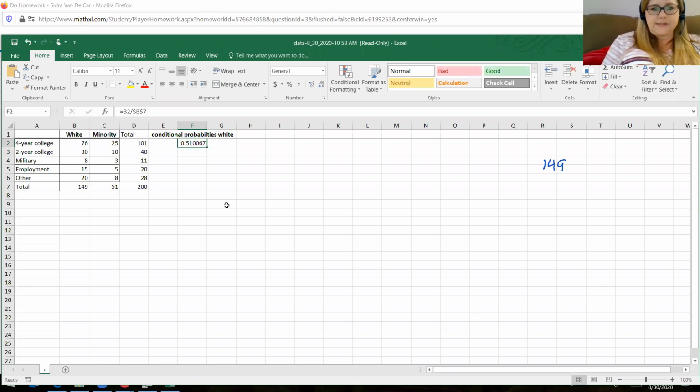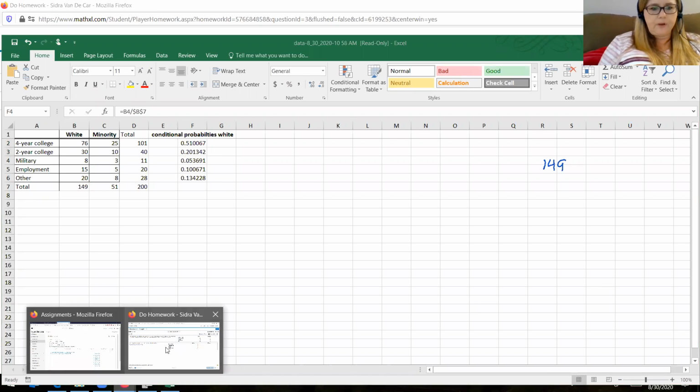But now see, notice that if I scroll down like that, it fills in the others. This is now B3, so the 30 divided by 149. This one is the 8 divided by 149, like that. So that's just a quick way to work with Excel. Okay, so here are our probabilities. So let's go back to our homework.